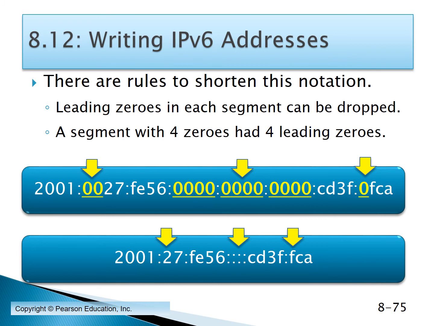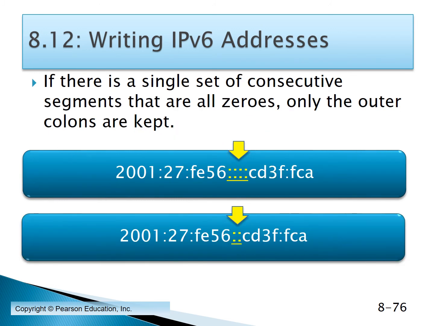When you have two consecutive colons like this, that means there are 4 zeros in between. If there is a single set of consecutive segments that are all zeros, only the outer colons are kept. So if you have something like this, you can also change it from 4 colons to 2 colons to make it even shorter. But personally, I don't like this one. I think it is a little bit confusing because you only save 2 colons, and there are some confusions that we'll talk about later on. Anyway, you can shorten it like this.